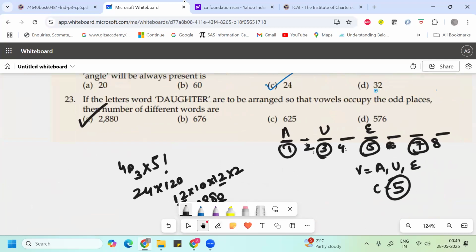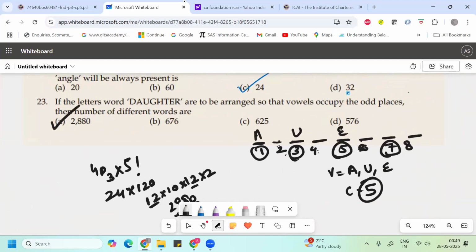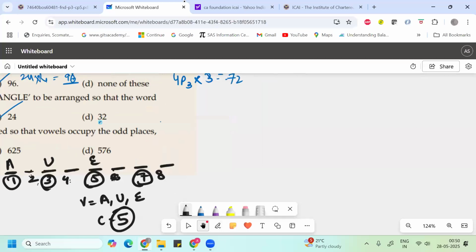So we have so far done 23 questions. This many questions are there in the first exercise. In the next class, we'll start fresh with exercise 5B. So that is all from exercise 5A.